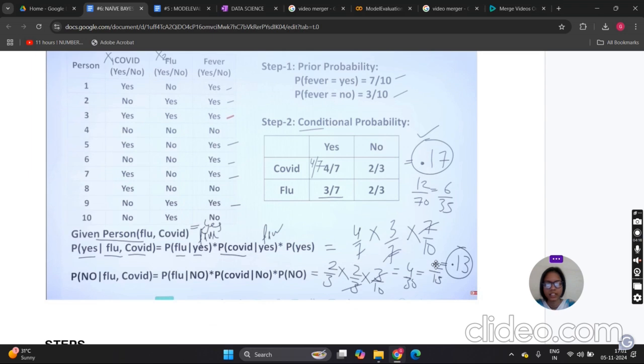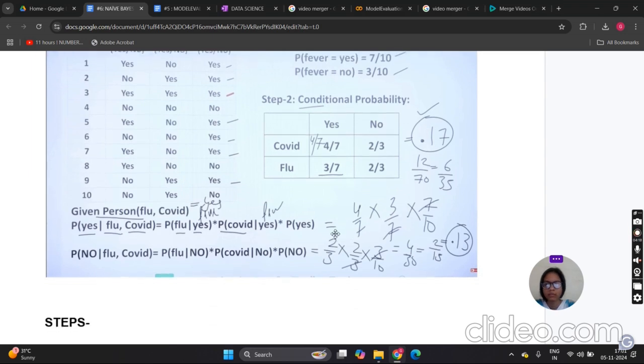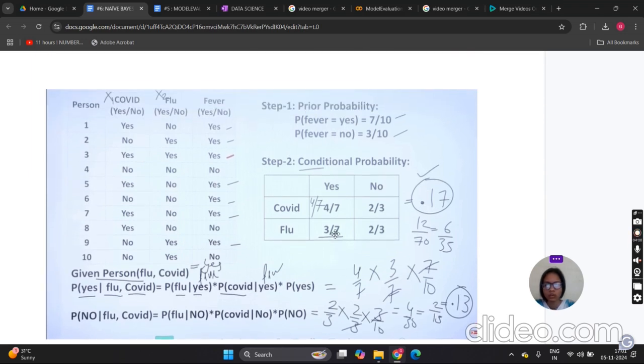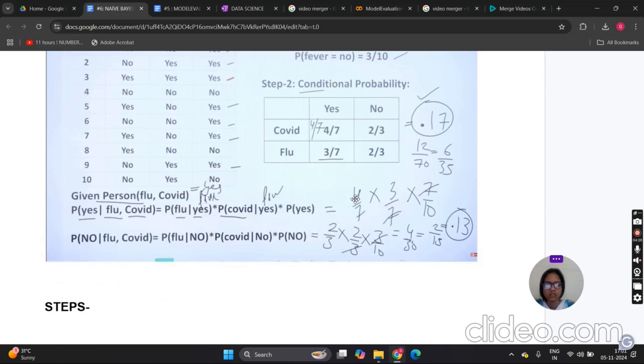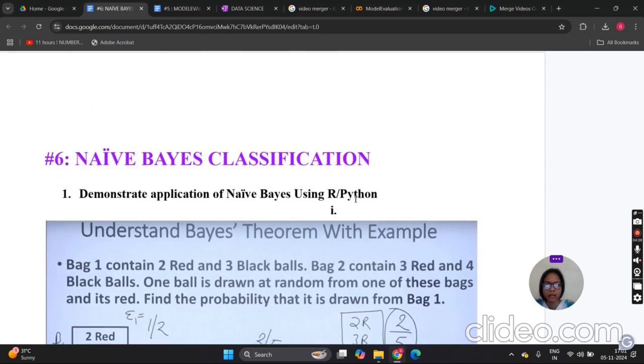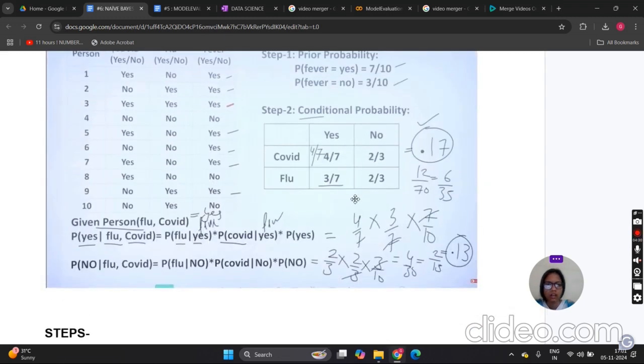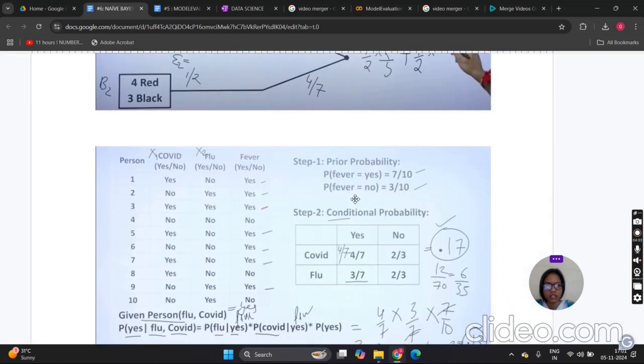After calculating this, we get the output of whether a person that suffers from COVID and flu suffers from fever here. So this is simply the concept of Naive Bayes classification here. Now we can understand this.